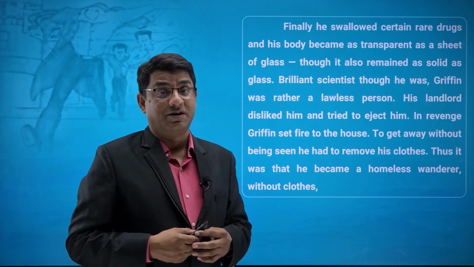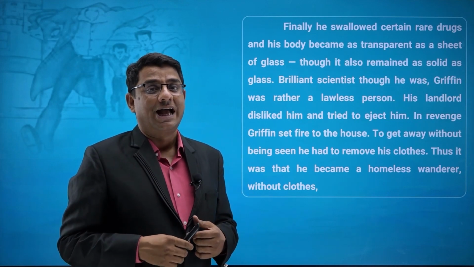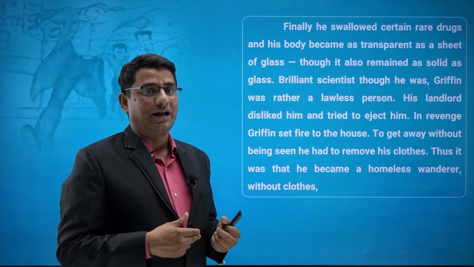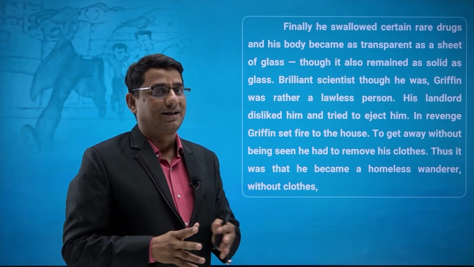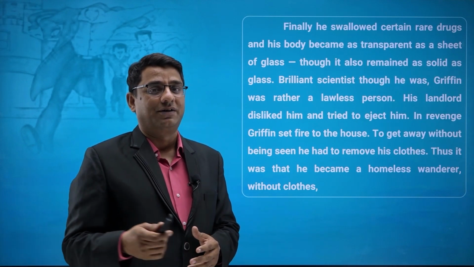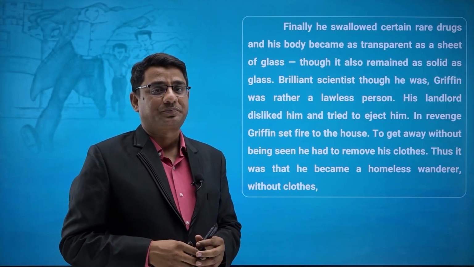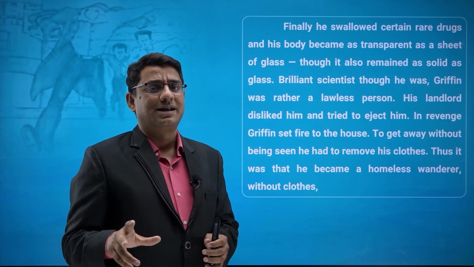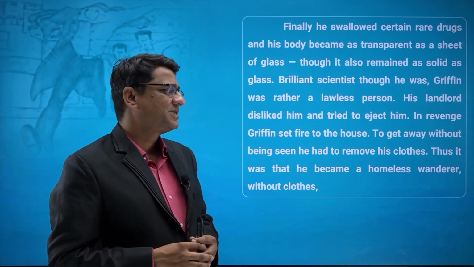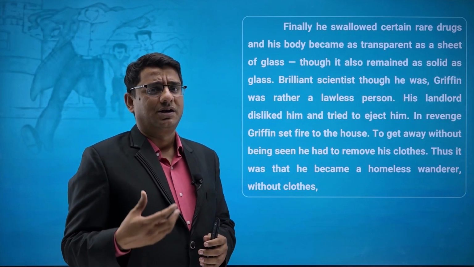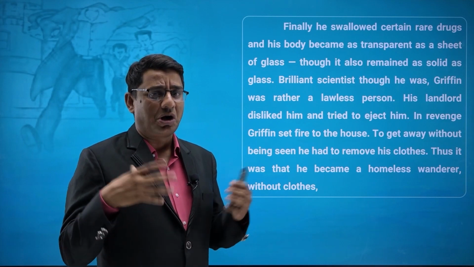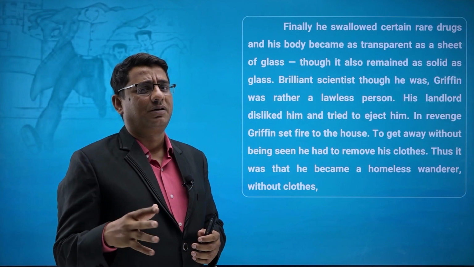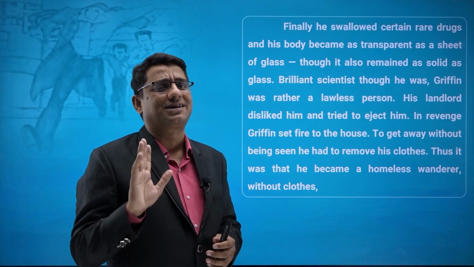But then this was Griffin, whose body was invisible, and when he had a little mess up with his landlord, they fought. Landlord and Griffin, they fought. There is an entire series of it, you should read, The Invisible Man, H.G. Wells. If you read more about it, you'll come to know that this landlord was very much upset with his ways. He is just carrying on his experiments, and he's shouting in the room upstairs and all that. So his landlord gave him the order that he is supposed to eject from the house.